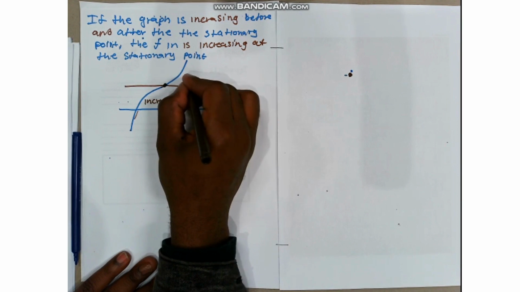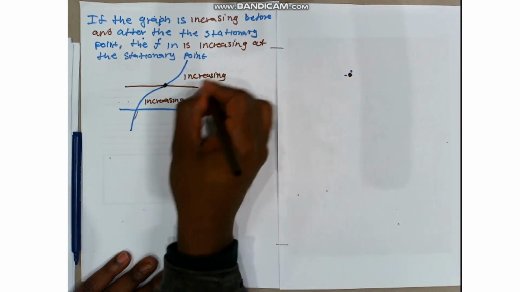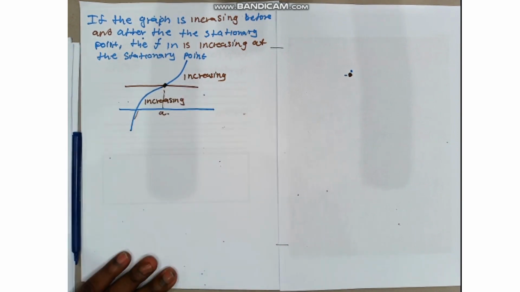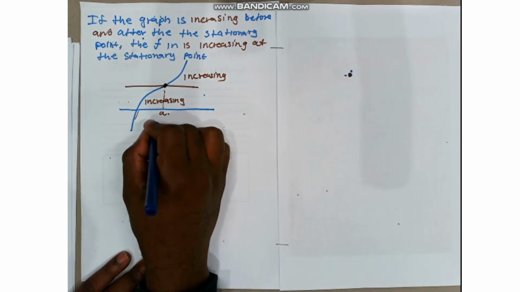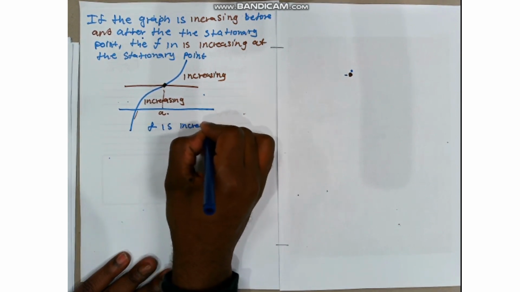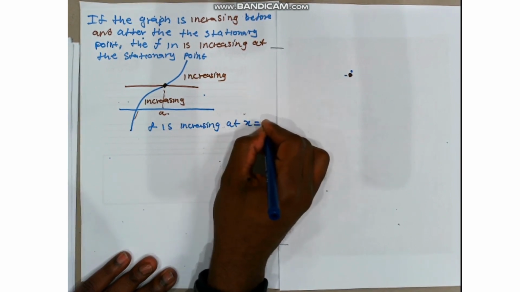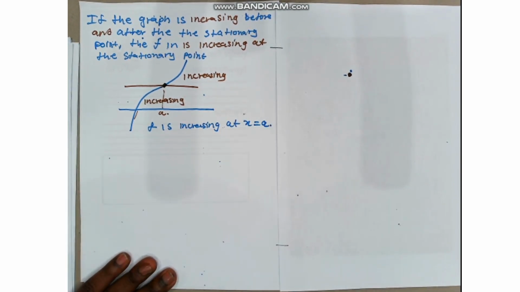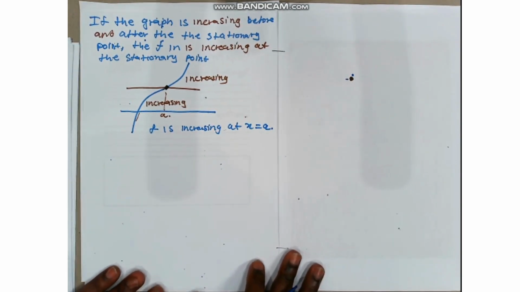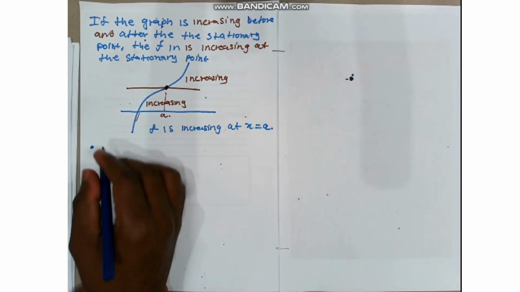and also it's increasing here, at a point here, call it a. So our f is increasing at x is equal to a. I hope you do understand that one. Let me just do the opposite now, where our function is now decreasing.